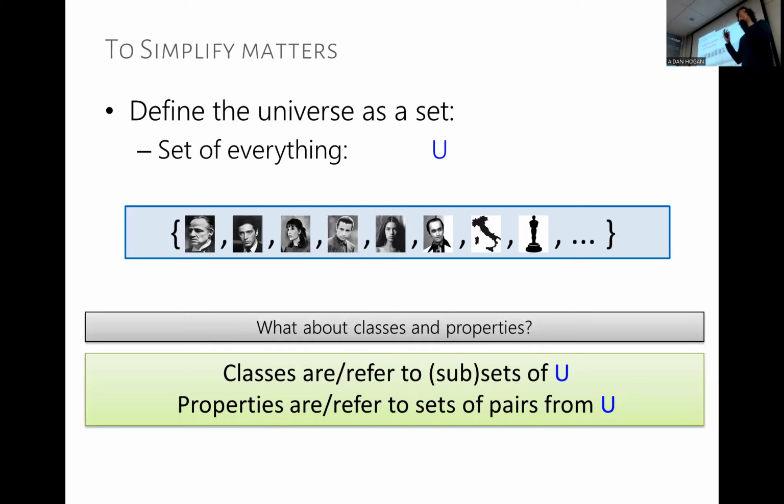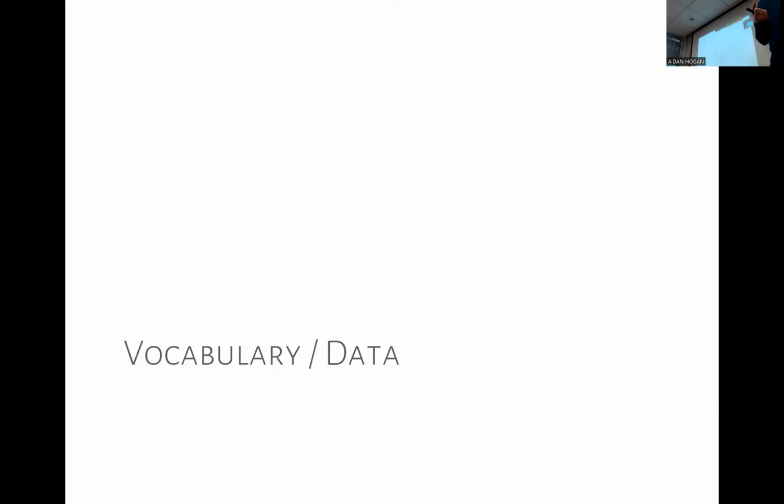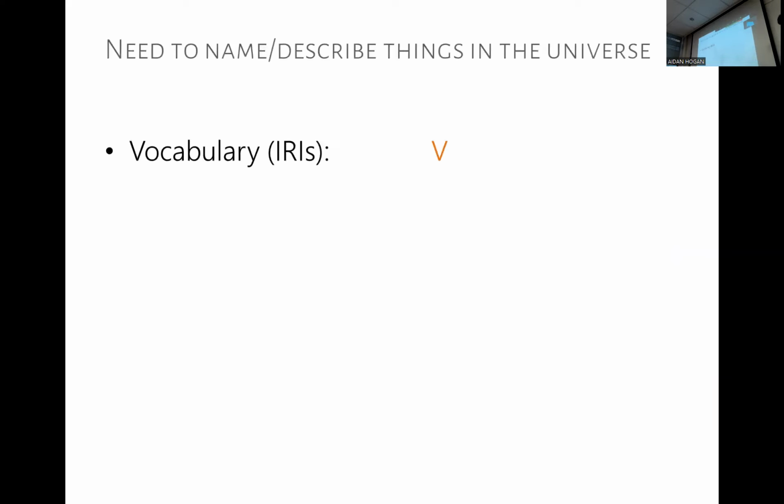The next thing we need to model, this is sort of our domain of discourse. This is what we want to describe. Yeah, this is what we could consider to be the real world. The next aspect we need to consider is the data themselves. Yeah. So not just the things we want to describe, but what we use to describe them, which is the vocabulary. So these are the things we use to name and describe things in the universe.